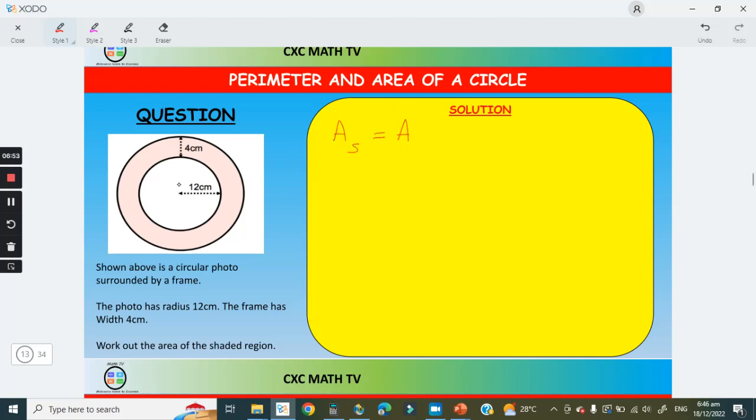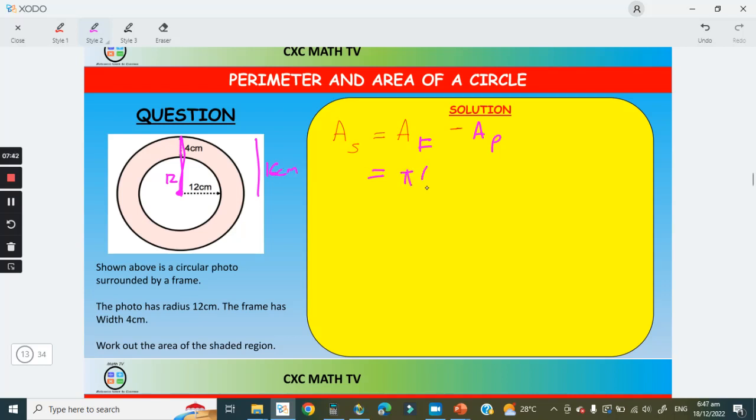The area shaded is just the area of the big one minus the area of the small one. Well, actually, let me rephrase it. It's actually the area of the frame minus the area of the photo. So for the area of the frame, first thing we need is the radius of the frame. Now realize that the frame, this piece is 12 and this piece is 4. So that means the radius of the frame must be 16 centimeters.